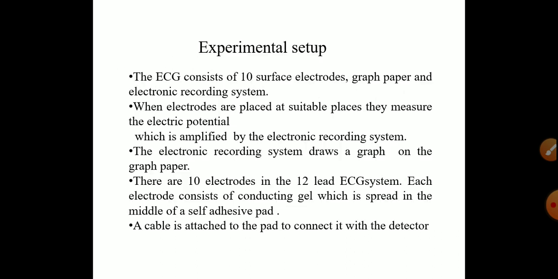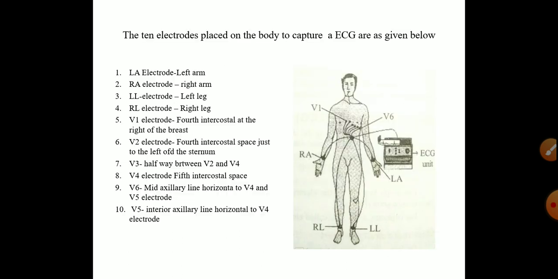Now let us know about the experimental setup of ECG. That is, ECG consists of 10 surface electrodes, graph paper and electronic recording system. When the electrodes are placed at suitable places, they measure the electrical potential, which is amplified by the electronic recording system. The electronic recording system draws a graph on the graph paper. There are 10 electrodes in the 12 lead ECG system. Each electrode consists of conducting gel, which is spread in the middle of a self-adhesive pad. A cable is attached to the pad to connect it with the detector.